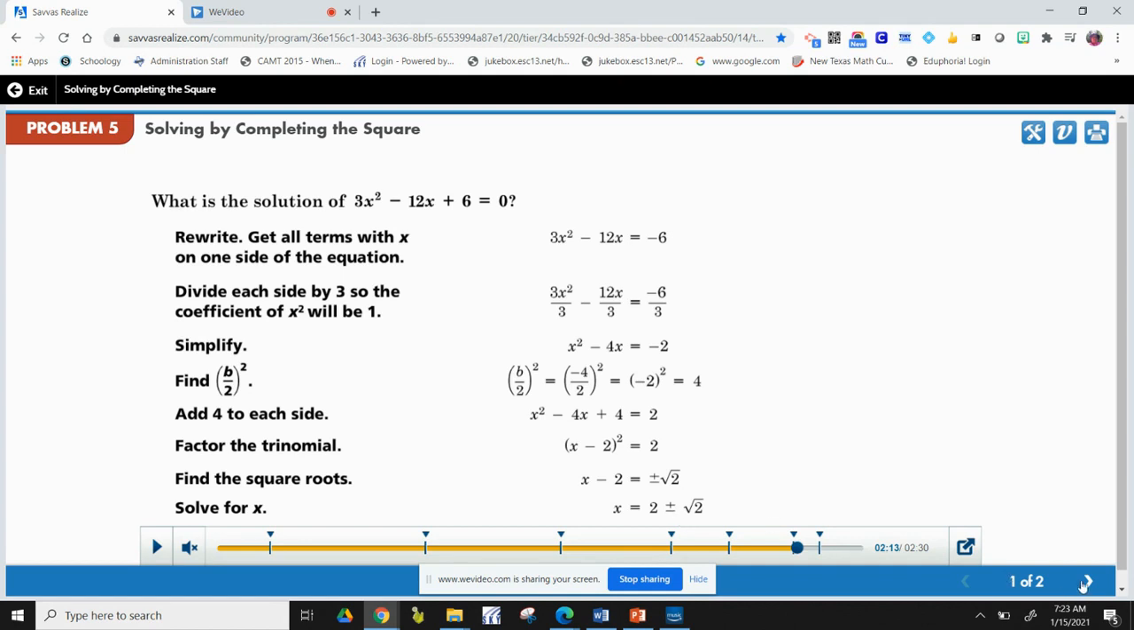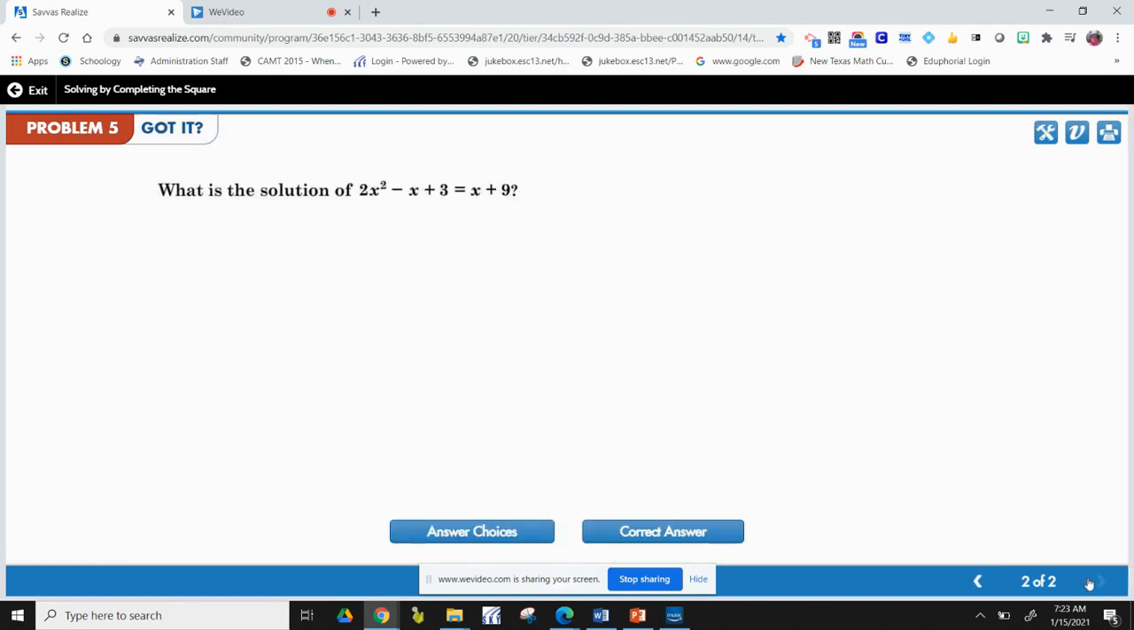Let's try another one. Okay, what is the solution of 2x squared minus x plus 3 equals x plus 9?